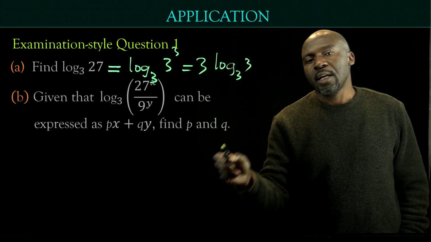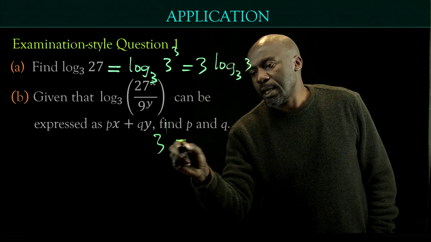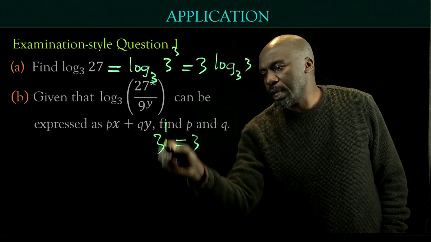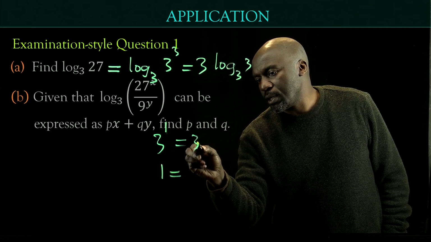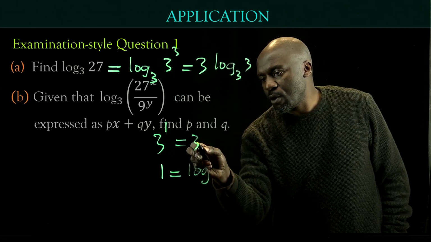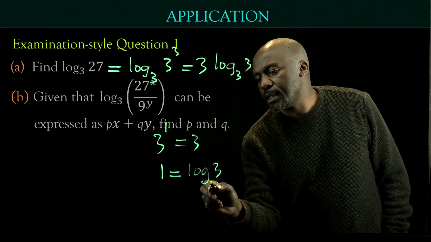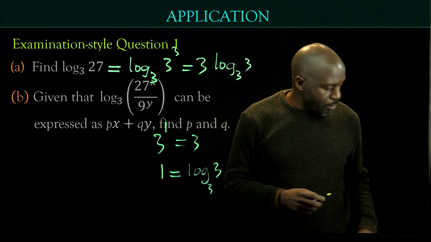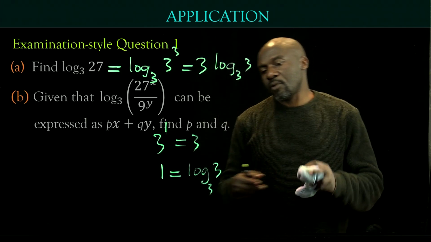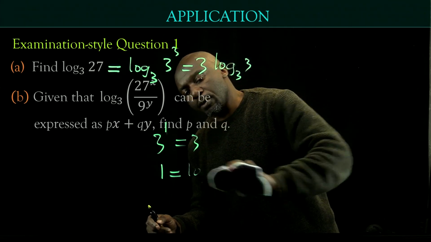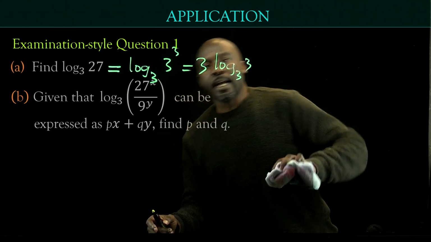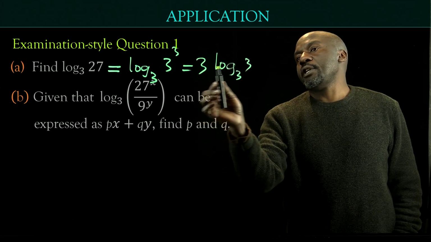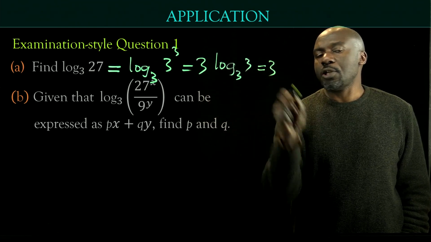How do we know that? Because 3 power 1 is 3, and if I change this to logarithmic notation, 1 is the logarithm of this 3 when the base is 3. So I know log to base 3 of 3 is going to be 1. Log to base A of A is always equal to 1. It's called the unity rule, or the unity law, if you like. And so if log to base 3 of 3 is 1, then I have 3 times 1, and so this is just 3.